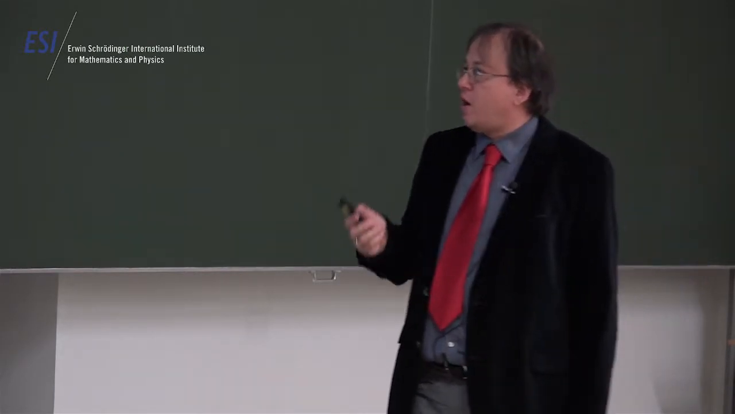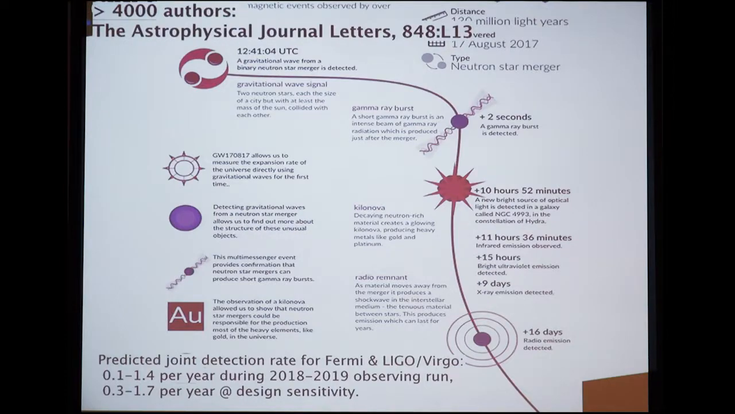Just to give an impression of how lucky we were, the current estimate for these rates, once we have upgraded the detectors, is between 0.1 and 1.4 per year for the next observing run, and similar numbers at the science sensitivity. So this is really not going to happen very often. It was really, really lucky.